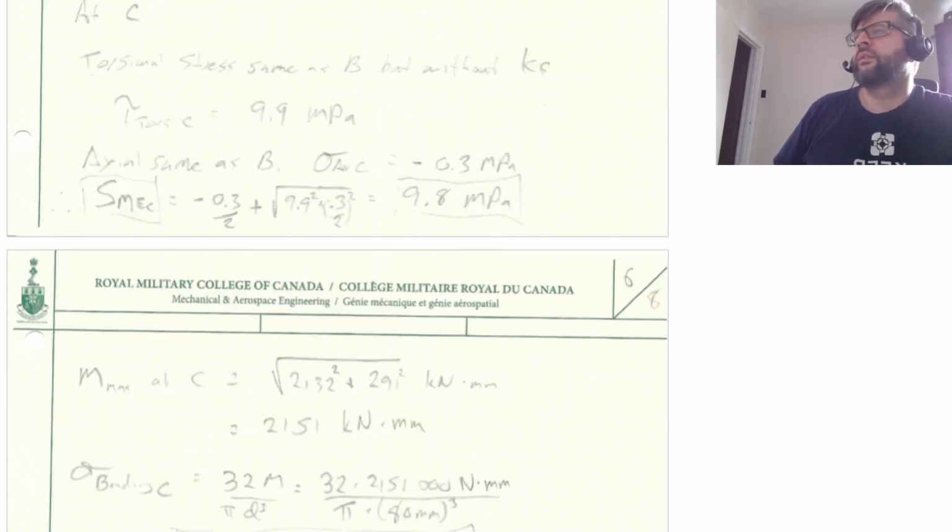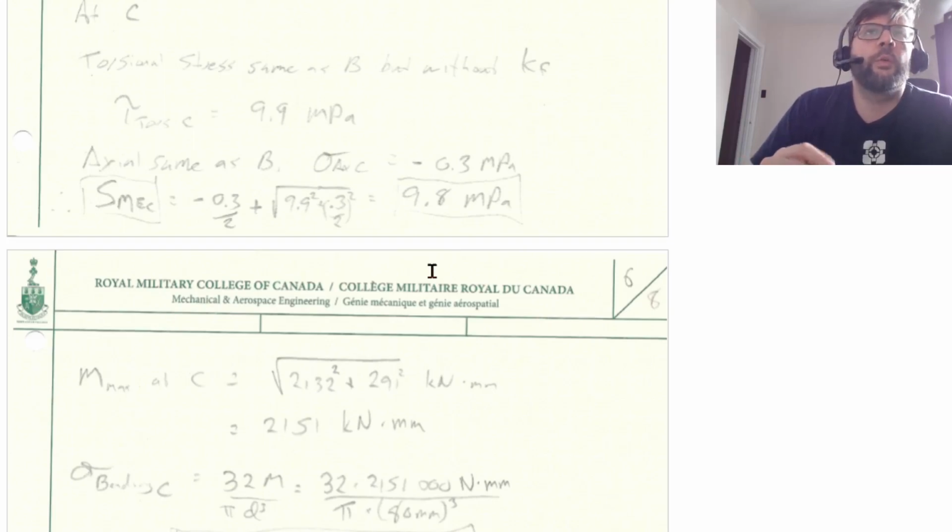And then we got C. So there's no stress concentration going on at C. It's a smooth shaft in a bearing at that point, so there's nothing there that would be causing any stress concentration. So at that point, torsional stress is the same as at B, just without the Kf. So I'm gonna just take that value, divide by the 1.6. That gives us 9.9 megapascals.